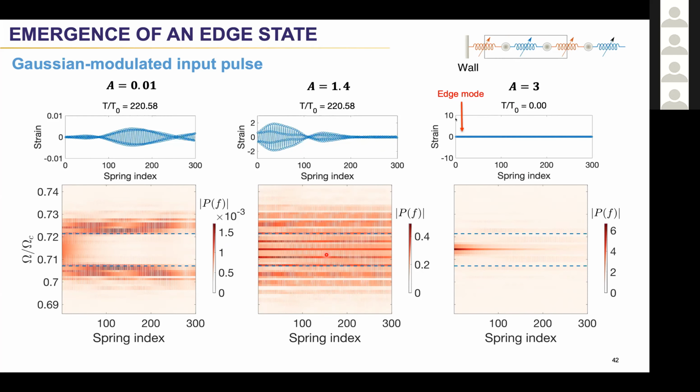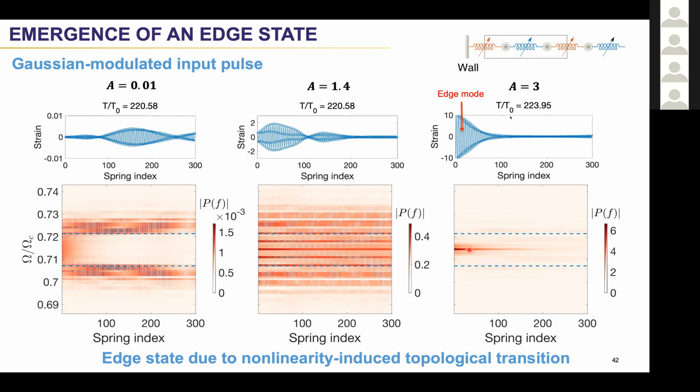And as we go higher in the amplitude, we have an edge mode or edge localization in the system. So we can clearly see that we have an edge state due to nonlinearity induced topological transition.